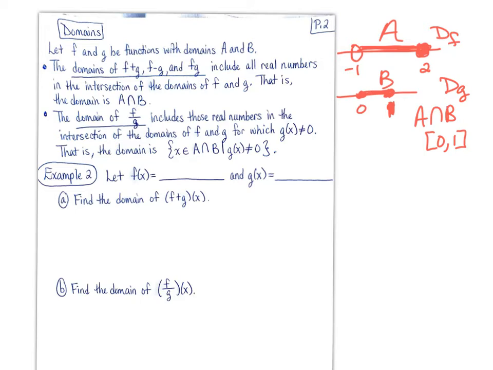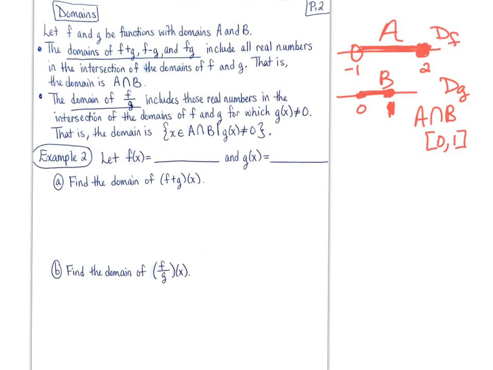Yeah. Okay. The domain of f divided by g includes all those real numbers in the intersection of the domains of f and g for which g of x is not equal to 0. So in other words, it's the set of all x in A intersect B such that g of x is not equal to 0. Okay? So let's look at some examples.